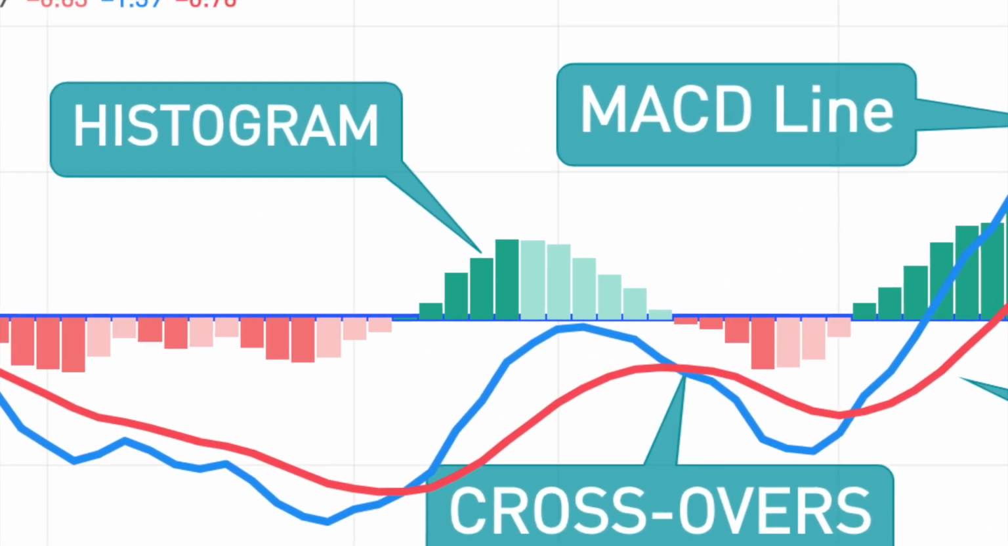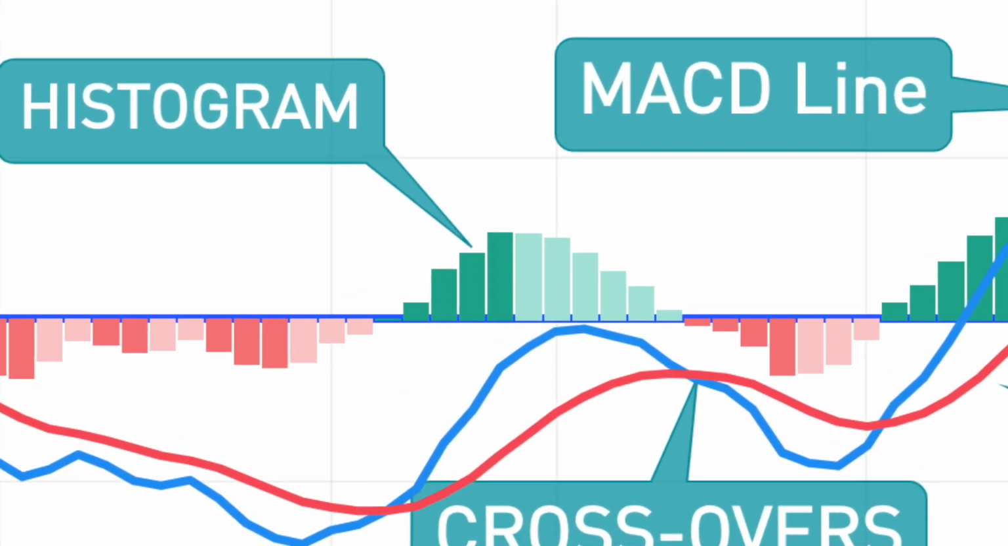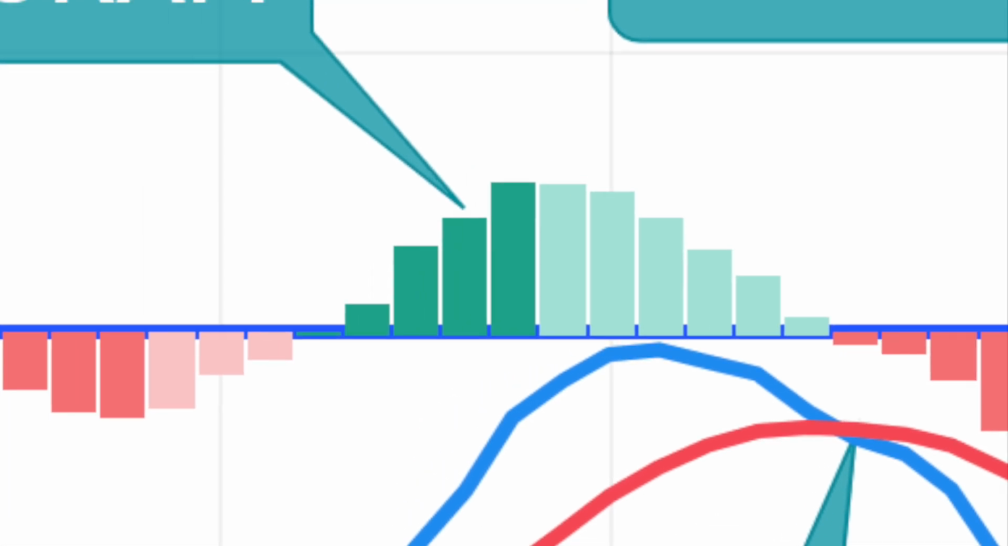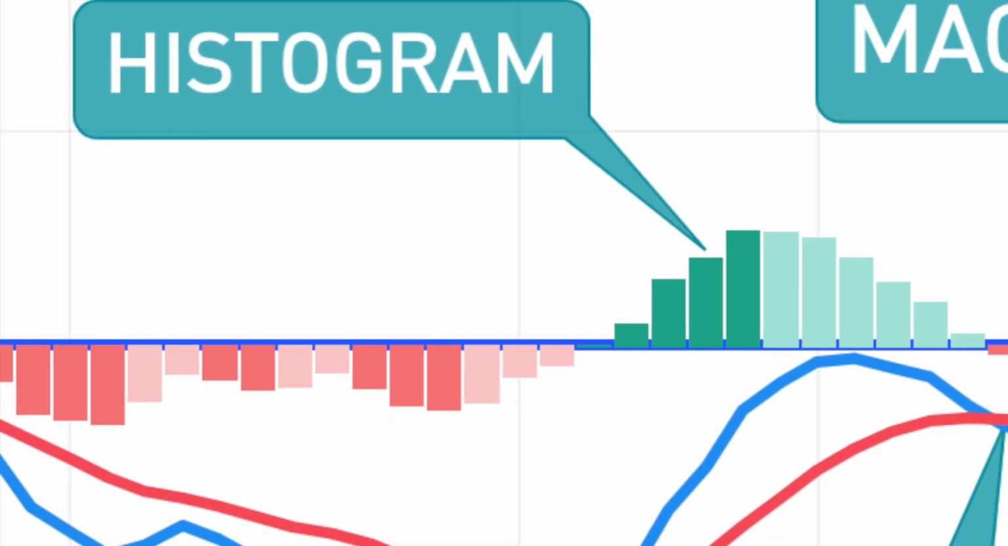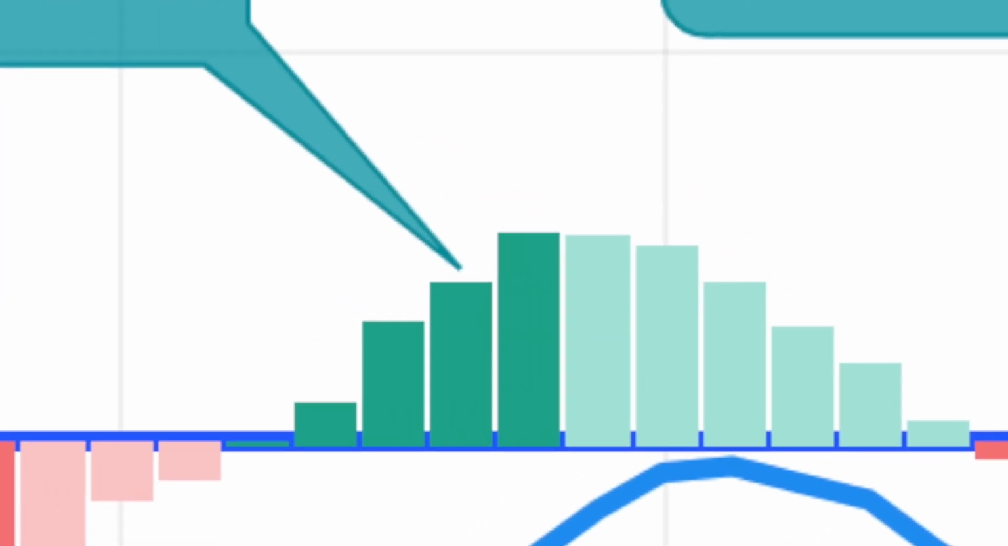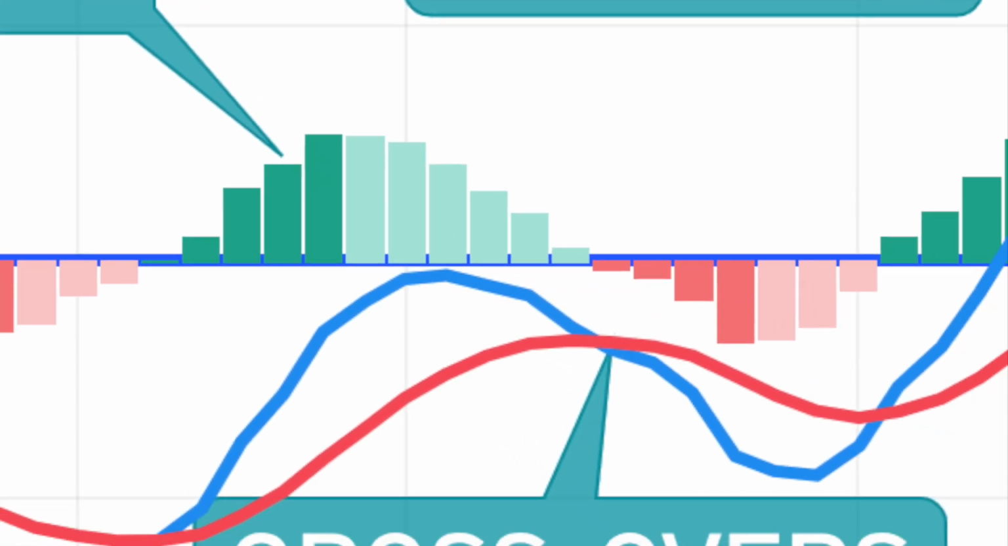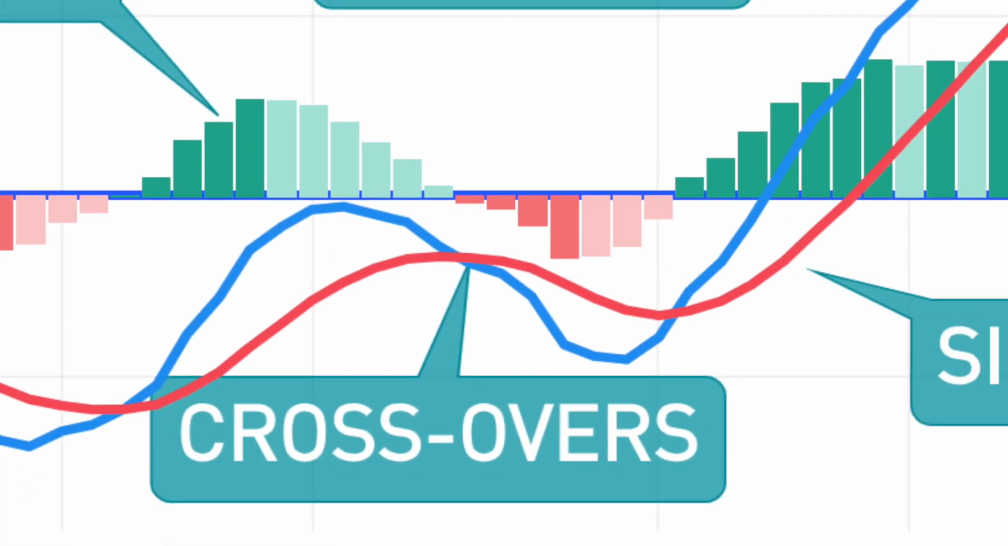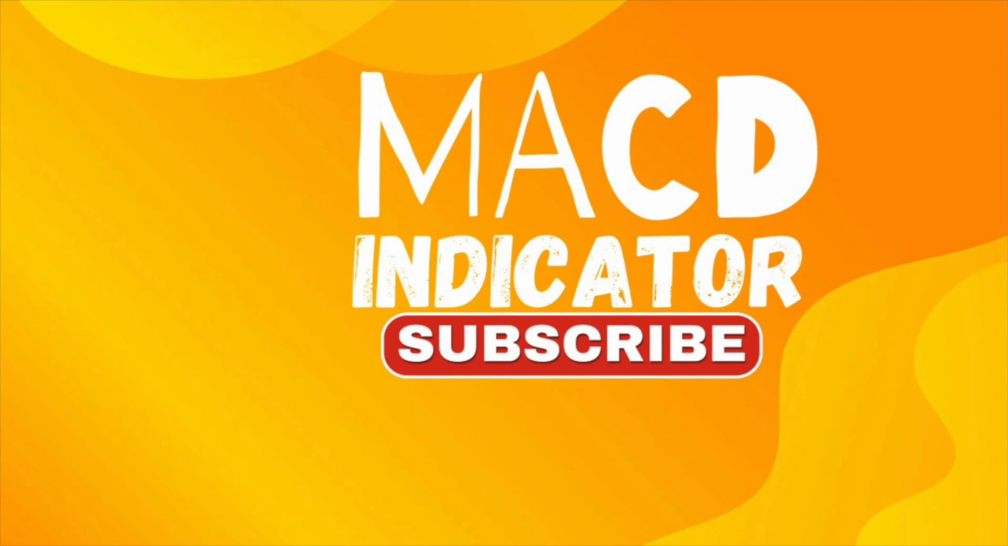They also visually indicate if this difference between the two lines is increasing or decreasing. This is indicated by the different shades in the histogram. By default, the darker colors will indicate an increase in variance, whereas lighter colors will indicate that these lines are now converging.